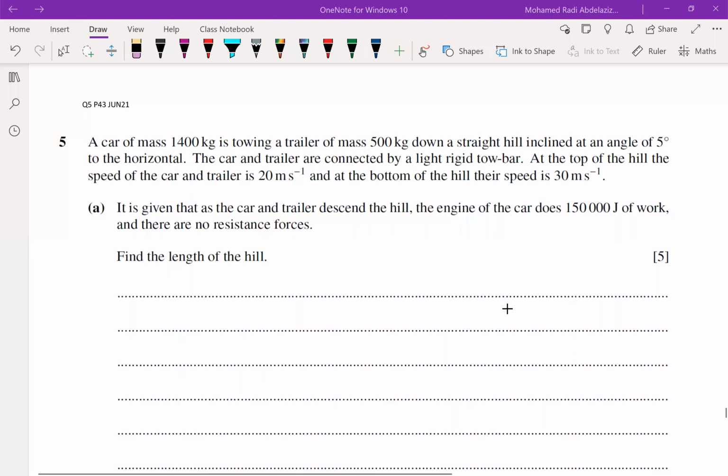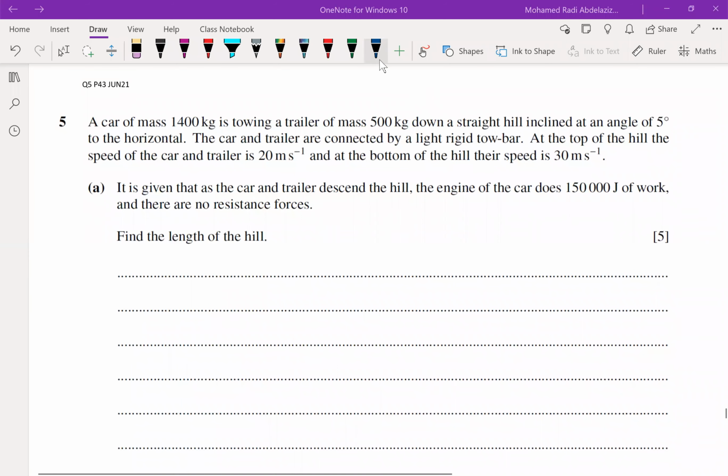Hi guys, in this tutorial I'm going to solve question number 5, paper 43, June 21. A car of mass 1400 kilogram is tied with a trailer of mass 500 kilogram. So this question is related to connected two particles. You have to know whether it is horizontal, vertical, or inclined. It's written down a straight hill inclined and makes an angle of 5 degrees.